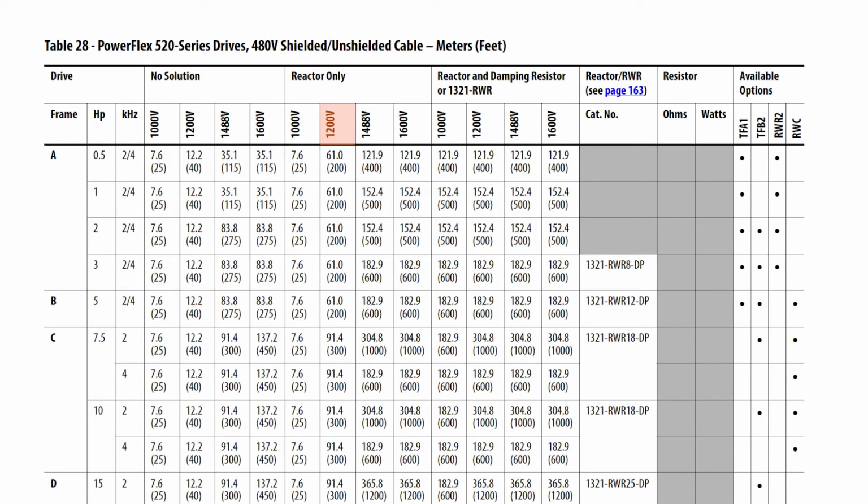So we go across to the column where we're using a reactor, and at the same 1200 volts, we come down, and now we can go 200 feet without potential for a problem. And if we use a reactor with a damping resistor, we come down here and we see we can go up to 600 feet now.